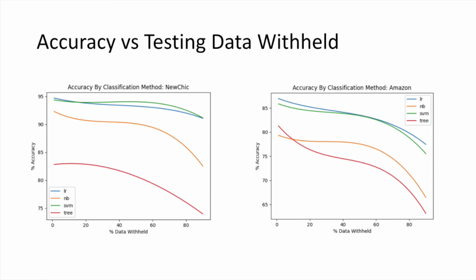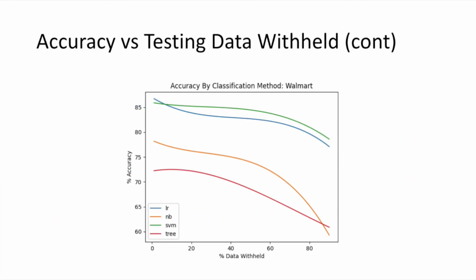As we saw before, the SVM method is generally the most accurate, followed by linear regression, then naive Bayes, and finally the tree classifier method. We can see that for all methods, as the amount of training data decreases, the classifier's accuracy diminishes. This is expected because it is exposed to progressively less data to learn on, reducing its ability to predict.